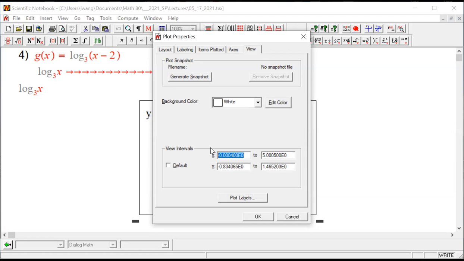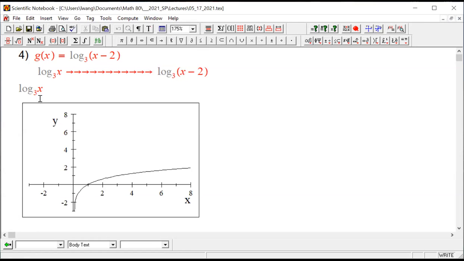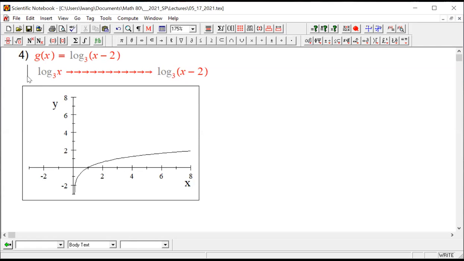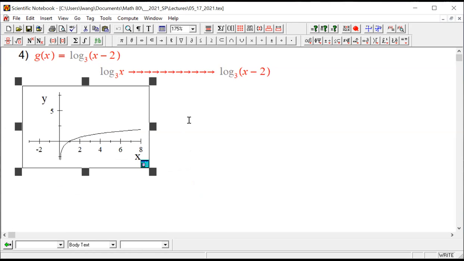We're going to have say -8, 3, 8. Okay, so that's the picture of log base 3 x. Right? That's the picture. And then from here, we're graphing log base 3, x minus 2. What are we getting?